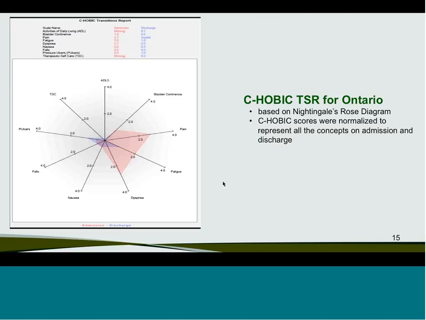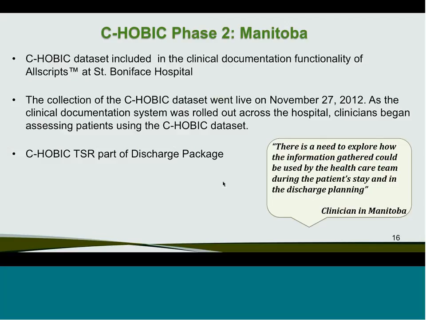In Manitoba, for this same phase 2, the St. Boniface Hospital included the C-HOBIC data set in its clinical documentation functionality as they implemented their Allscripts system at St. Boniface Hospital. And the collection of the C-HOBIC data there went live in November of 2012. So a little over 2 years of experience in gathering it in the acute care setting in Manitoba. You'll recall that in the first phase, they looked at home care and long-term care. In this phase, they added acute care.